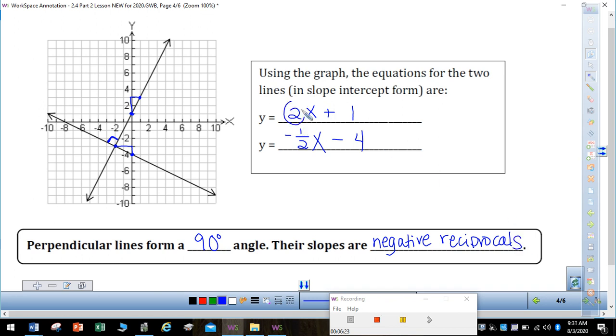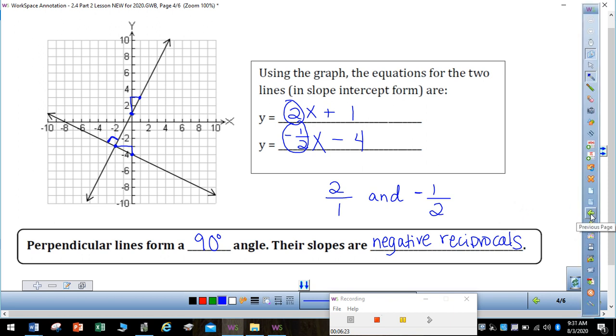So if we take a closer look at the two slopes side by side, that +2 is the same thing as 2 over 1. If we take the reciprocal of that, make it 1 over 2, and put a negative sign in front, we get the other slope. So that's the relationship between the slopes of lines that are perpendicular. Take the reciprocal, one is positive and one is negative.